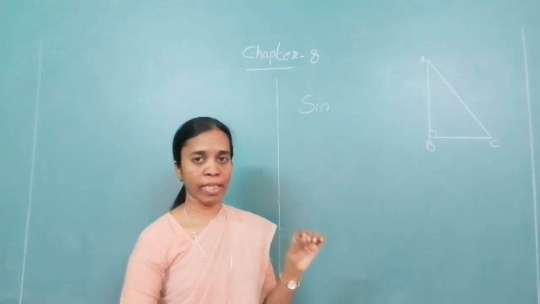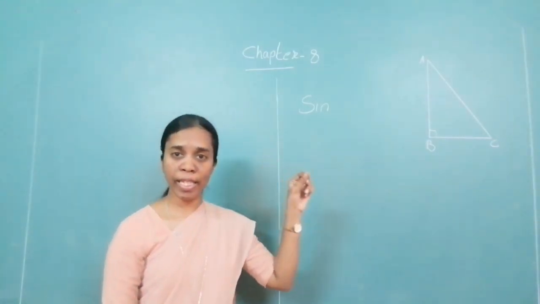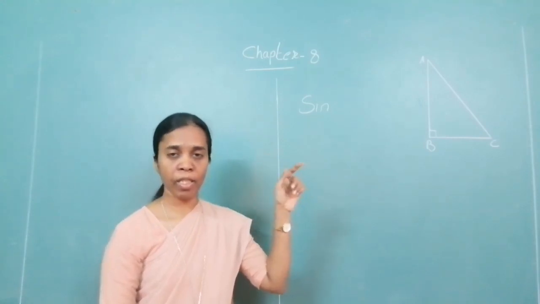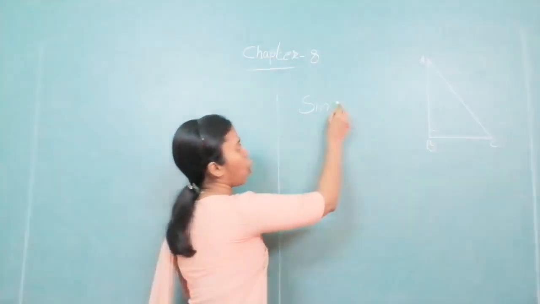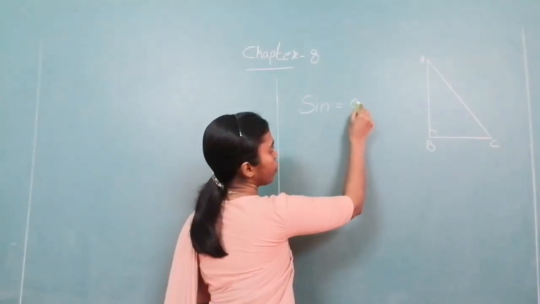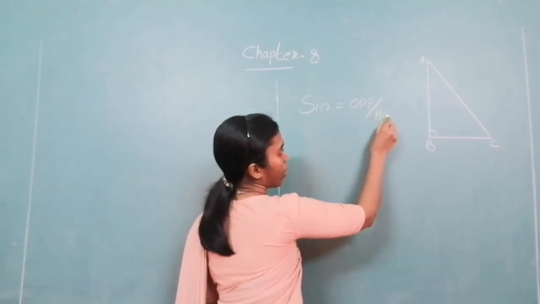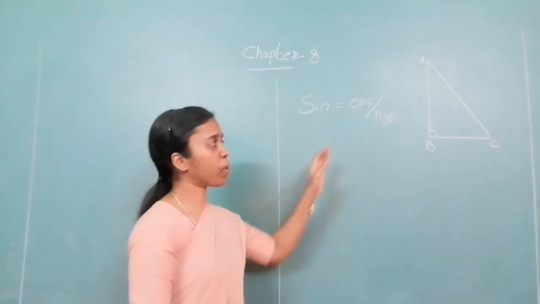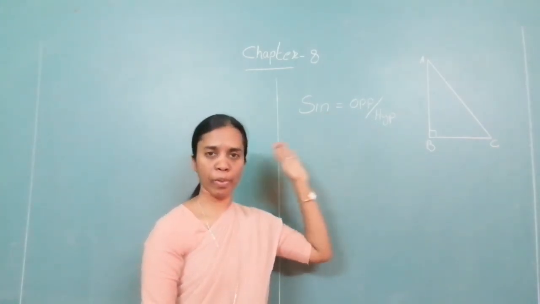S-I-N-E, but we don't write it as E. We write it as S-I-N. This is not sin, but it is sine. This is the first ratio, sine. Sine means opposite upon hypotenuse. I am writing it in short. Opposite upon hypotenuse. Sine is opposite upon hypotenuse.